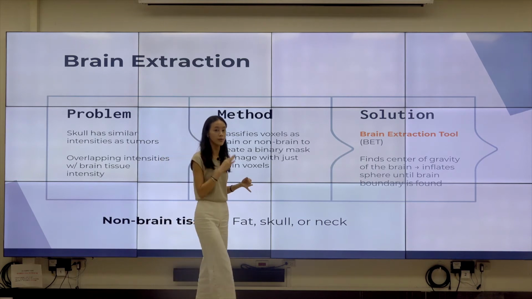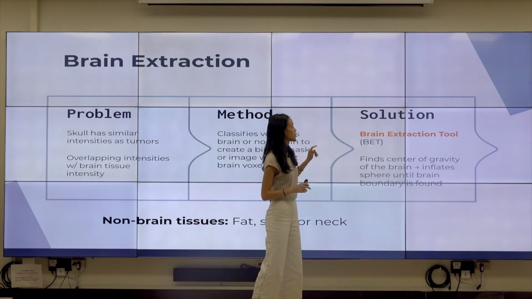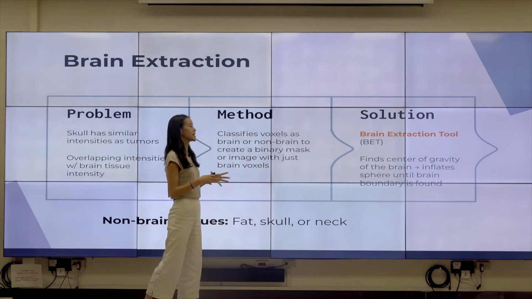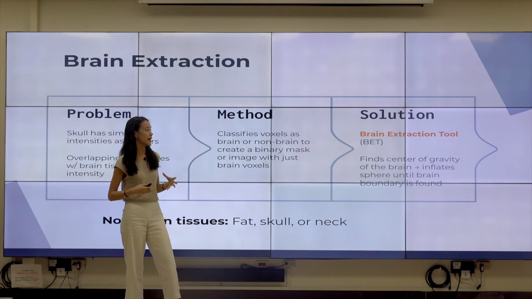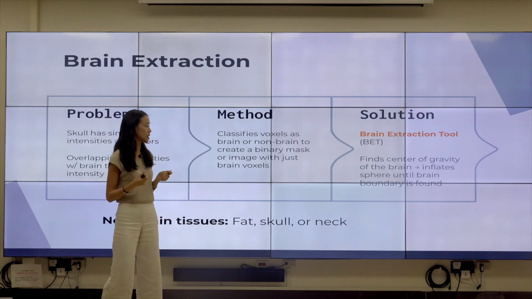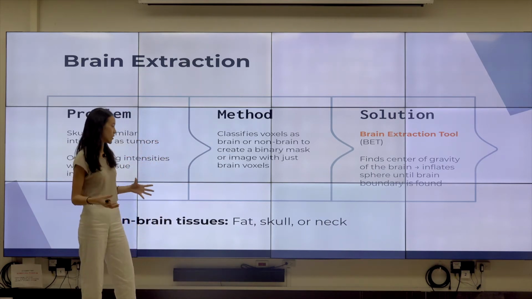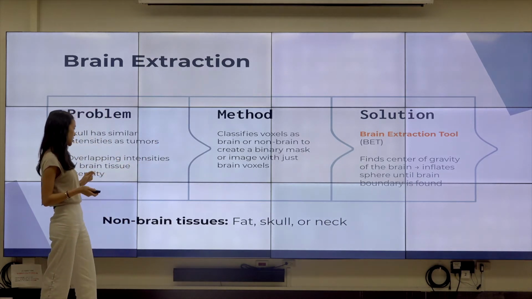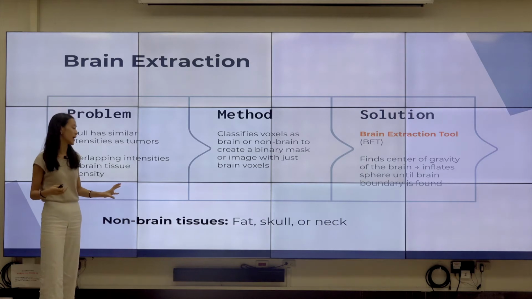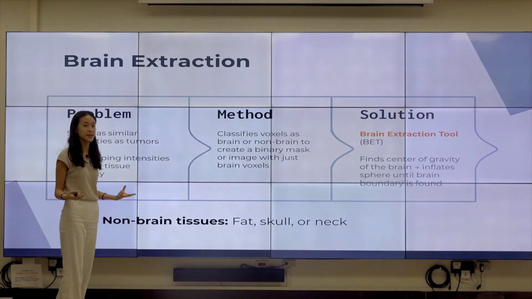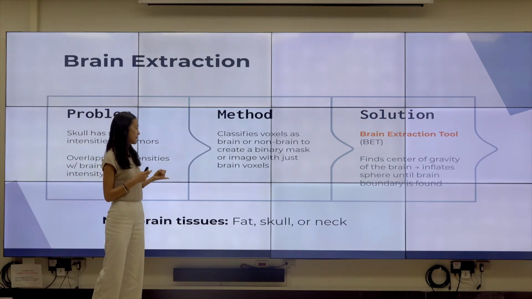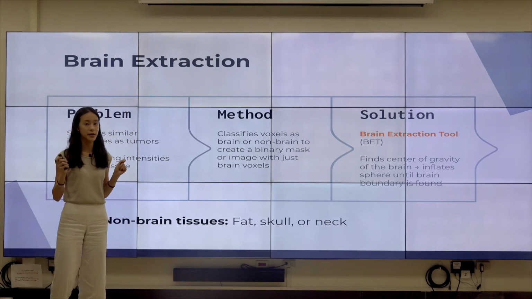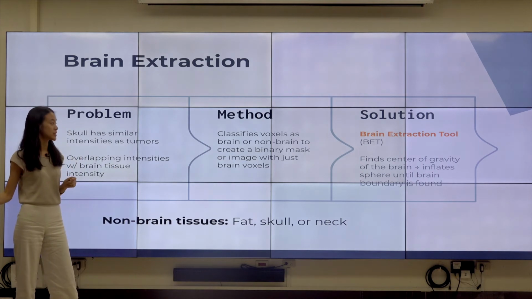So we're not looking at the white matter or the gray matter yet. The solution to this is by using the brain extraction tool, and what happens is that it finds the center of gravity of the brain so that it can inflate the sphere until the brain boundary is found. So this is how the brain extraction tool works, and a lot of people use this for brain extraction. A lot of the times we identify the non-brain tissues that you would commonly see in brain MRI scans as fat, skull, or the neck, depending on which orientation or which angle you take the brain MRI scan from.